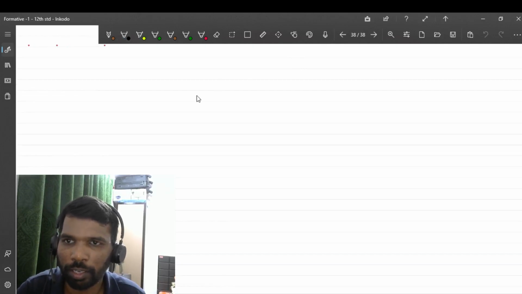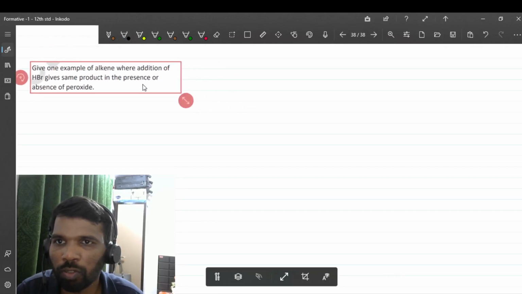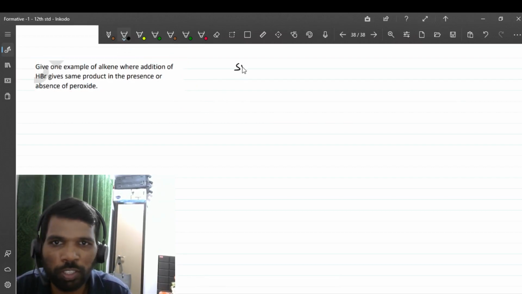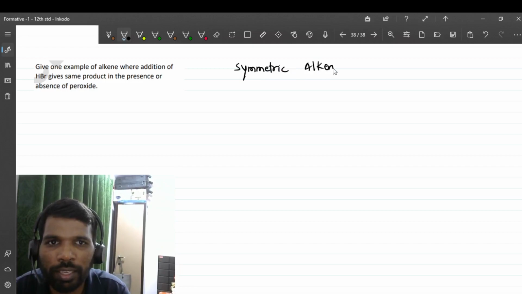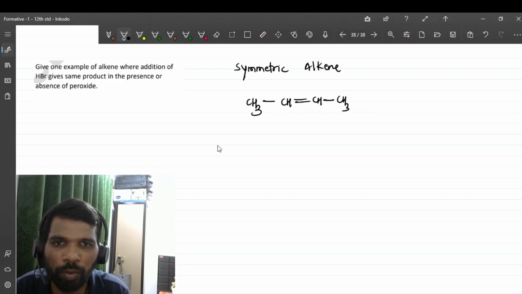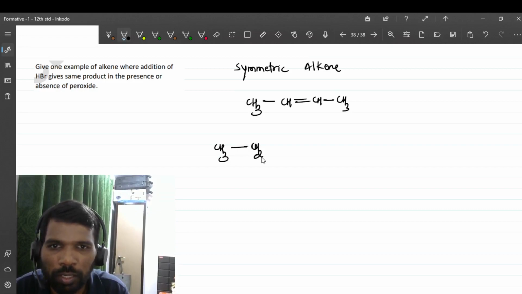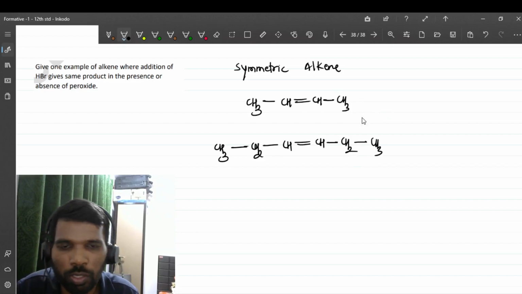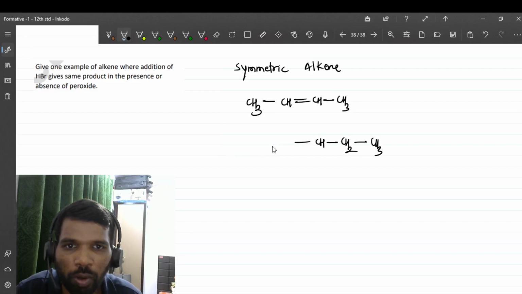Let's understand the question. Give one example of the alkene where addition of HBr gives the same product, so you have to take a symmetric alkene. For this question, the answer is very simple. You take an alkene like this, CH3, CH, CH, CH3. Yes, this is a symmetric alkene. Another example is CH3, CH2, CH, double bond, CH2. So these are more examples you can derive. We call this a symmetric alkene.